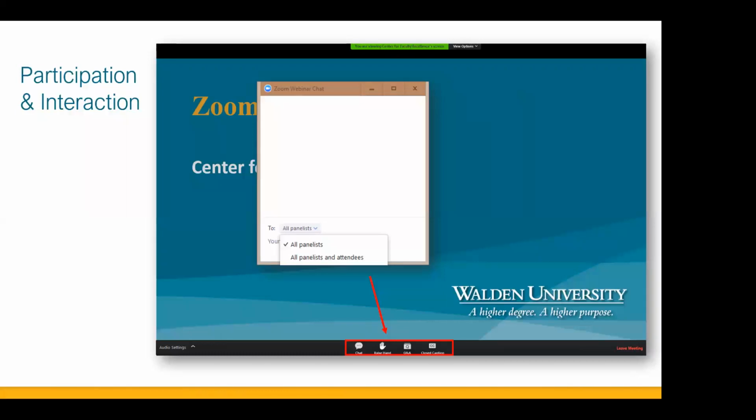If you have any technical questions, I will be following up on those, and the presenters will be following up on the content questions. You'll notice in this image there are two options for the chat. One says all panelists and one says all panelists and attendees. I really strongly encourage you to make sure it says all panelists and attendees. That way everybody in the room can see if you have a comment or a question.